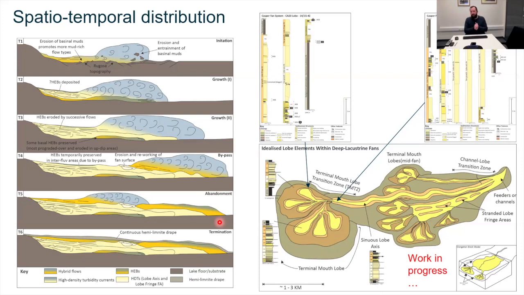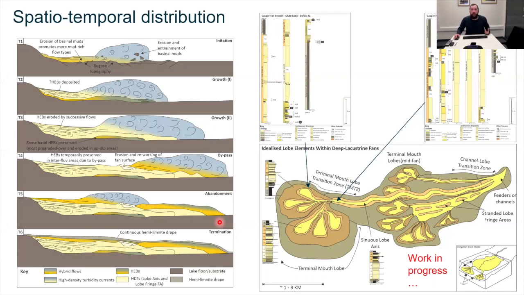There's a lot of statements out there that say you only see hybrid event beds in certain parts of the fans, and you can't possibly see them in other parts of the fans because you can't form them in those areas. I think those statements are probably true to some extent, but when you consider a fan that's built up over a longer time period, perhaps by smaller flows, like we might have here, I think you can deposit hybrid event beds in certain parts of the overall fan. It's just that they were deposited during a certain period of that fan's deposition.